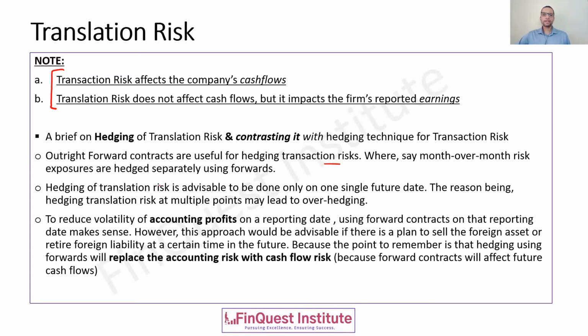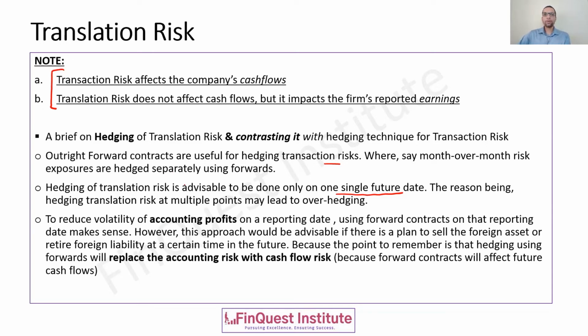Now, if you're looking from a translation risk perspective, then this is advisable to be done in like a one-shot transaction, or it is better to do it at one single future date rather than a series of dates. Because if we keep on doing it intermittently along a series of dates, then that may result in over hedging, something which we don't really want to do because it won't really benefit the firm. So in case we are looking at a translation risk which we're trying to manage, remember that we will look at one single future date and we'll try to hedge our exposure accordingly.